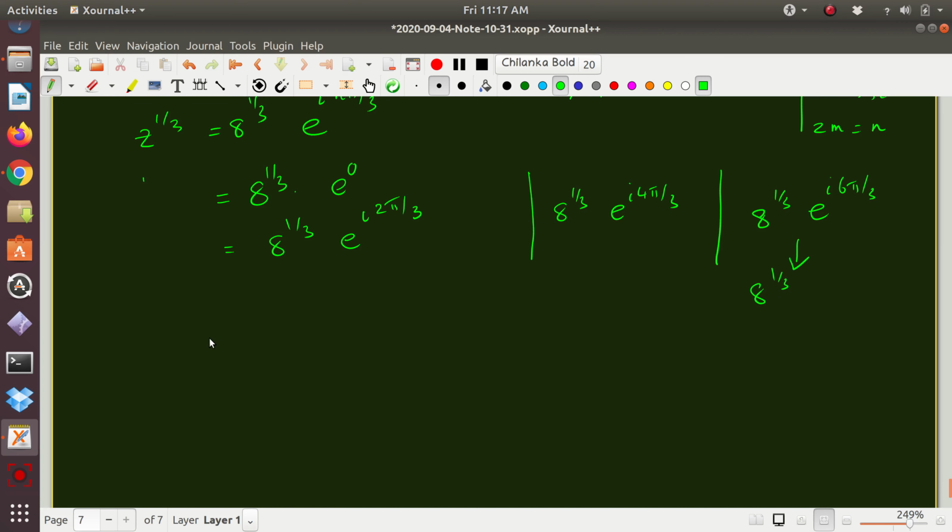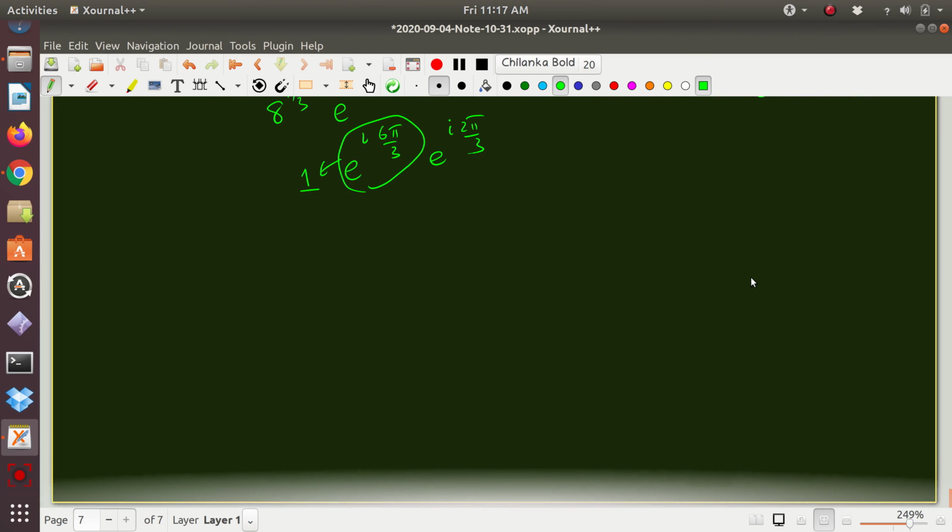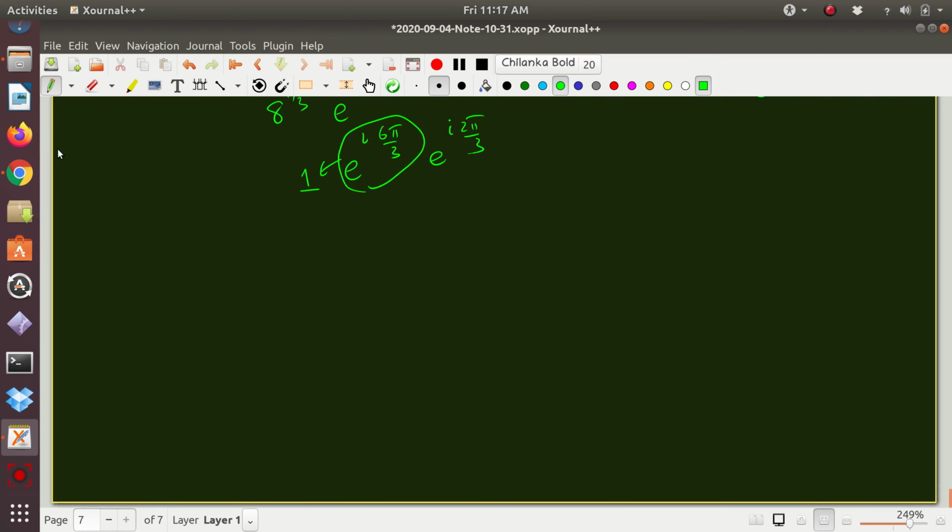Instead of 2 pi by 3, I can also write 8 to the 1/3 times e to the I 8 pi by 3, because e to the I 8 pi by 3 is e to the I 6 pi by 3 times e to the I 2 pi by 3. But what is e to the I 6 pi by 3? It is 1, because it is e to the 2 pi I. So you have only 3 roots, because if you take the argument to higher values, these will go back to the same roots. There are only 3 roots for 8 to the 1 by 3, and not any more.